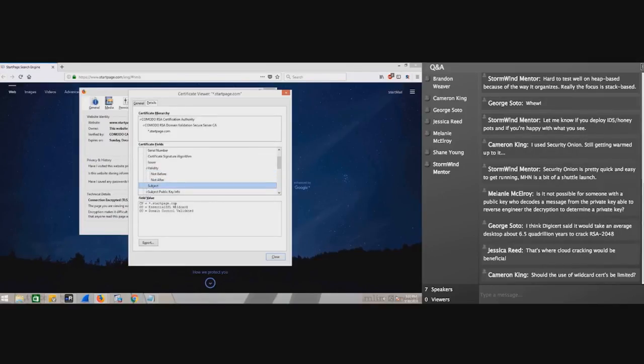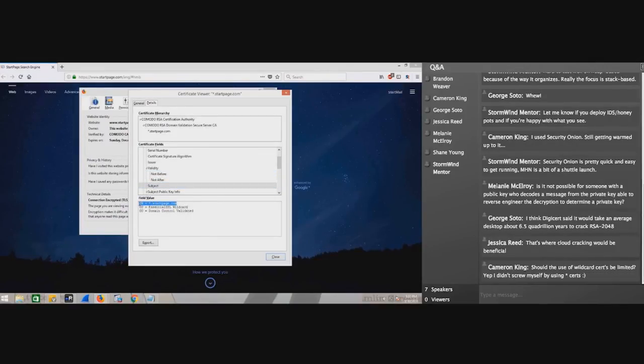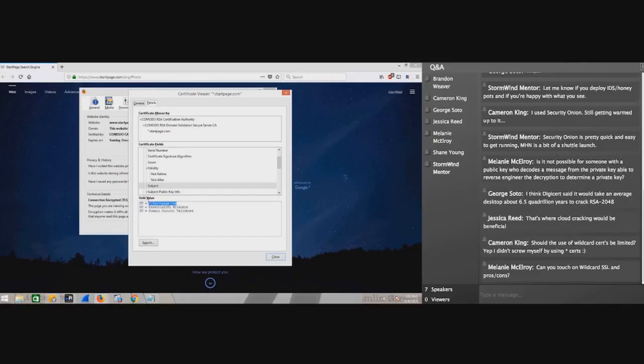You see the subject. This is who it belongs to. Look at that, star.startpage.com. So Cameron says, yep, I didn't screw myself by using the wildcard certificates. Right, it's acceptable. Like I use them, StartPage uses it. In the academic sense it's a little bit less secure. Yeah, because you're sharing the key across multiple systems, that has a greater chance of being compromised. That said, there's lots of flaws in all this stuff. This particular thing costs money. Whatever, makes life a little easier.